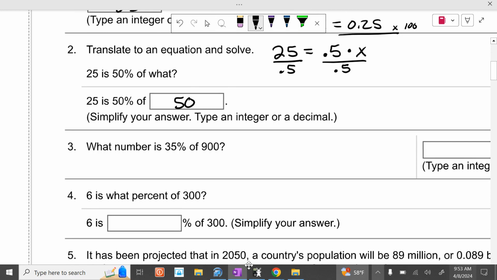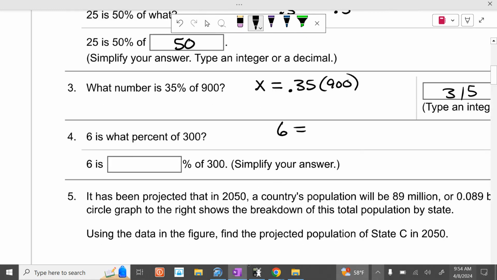What number is 35% of 90? What number is means equals 35% of 90. These are on the same side, so you just multiply them. So we get 31.5. Yep.